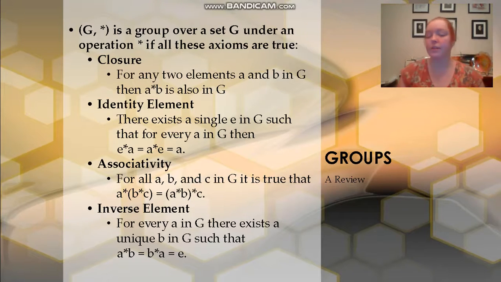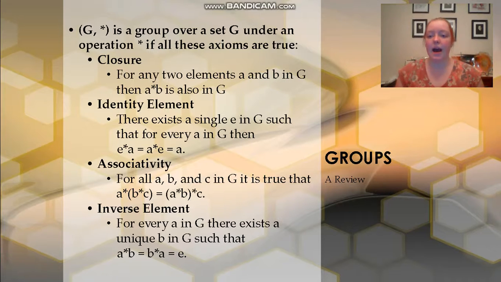So in order for something to be considered a group like this, it has to follow 4 axioms. And those 4 axioms are closure, identity element, associativity, and inverse element. So to start off, we have closure, and that's just for any 2 elements in G. If you take them and perform the binary operation, it creates a third element in G, such as 2 integers added together create a third integer.